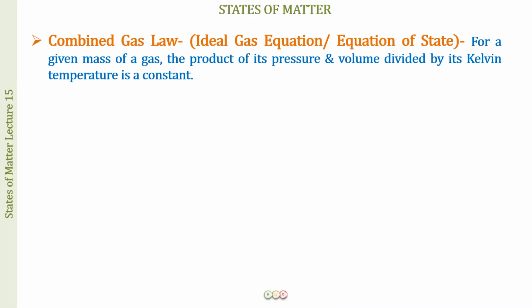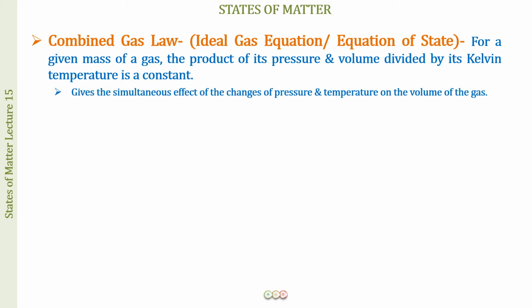So the combined gas law, also known as the ideal gas equation or the equation of state, states that for a given mass of a gas, the product of its pressure and volume divided by its Kelvin temperature is a constant. So what we mean by this is that the product of pressure and volume, PV, divided by the temperature on the Kelvin scale, or the absolute temperature, is going to be constant. This is what the combined gas law says to us, right? So I'll be removing this so that you can see the rest of the things also.